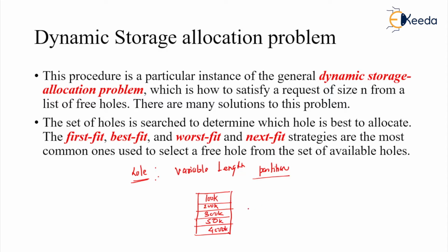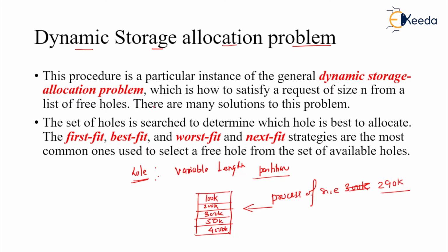Now if a process comes of size, let's say 300k, or let's say 290k, then how will this requirement be satisfied? That is what we are discussing here as the dynamic storage allocation problem. And the idea is very simple here.